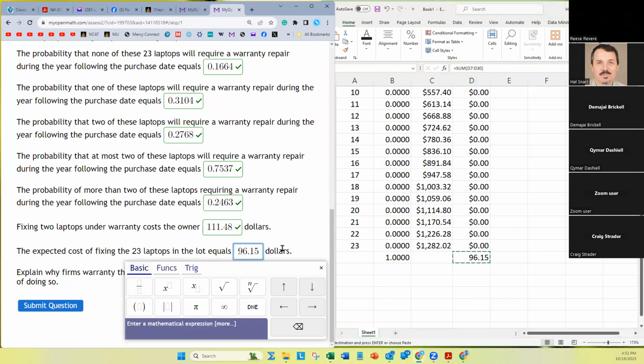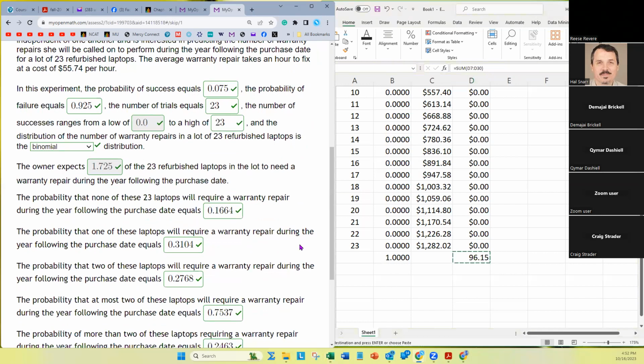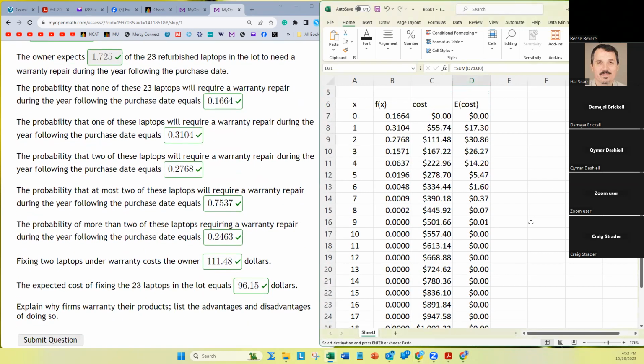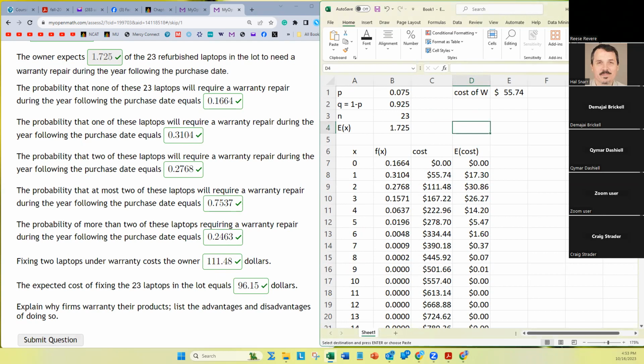Now, is there another way to get the expected cost? Is there an easier way to do it? Well, how many of these laptops do I expect to repair? I expect to repair 1.725 of them, right? I just multiply that times my average cost of repair. Yep, I get the same thing, don't I? 96.15. So there's a couple ways to get the expected cost.